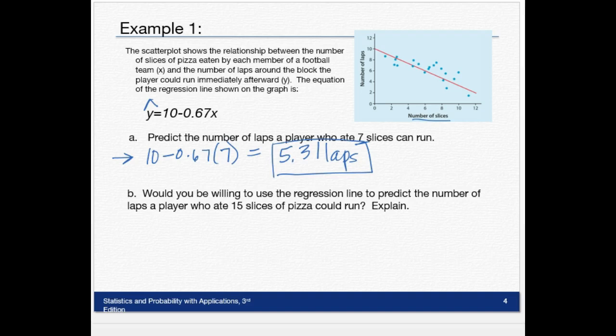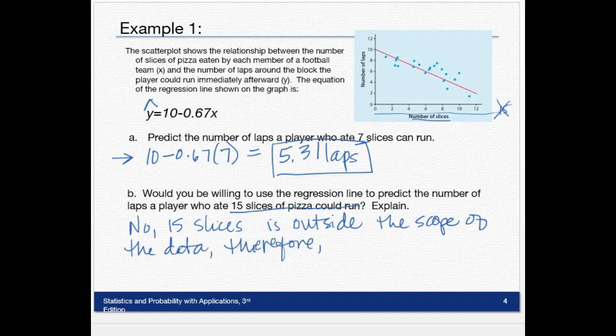Now, B, would you be willing to use the regression line to predict the number of laps a player who ate 15 slices of pizza could run? Let's look at our x values. Okay, does it go all the way out to 15? No. So would we use that regression line to predict something way out here? No. Okay, that would be called extrapolation. So you would say no. 15 slices is outside the scope of the data.